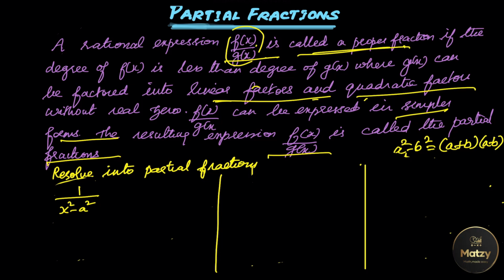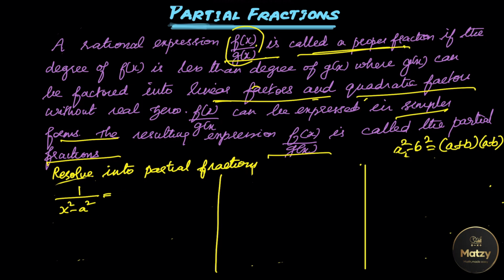Let us see one example. What is 1 by x square minus a square? That is a question. Resolve into partial fractions. What is the degree of the numerator? 0, because no x terms are there. Degree of the denominator is 2. Okay. Now, we can factorize the denominator.